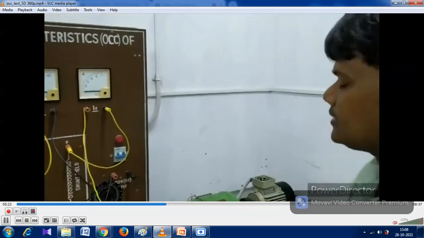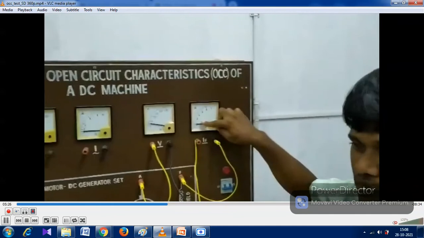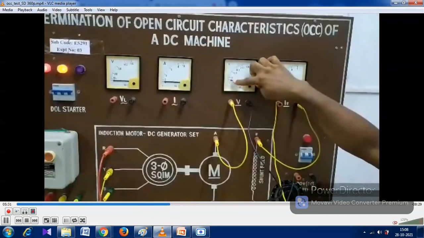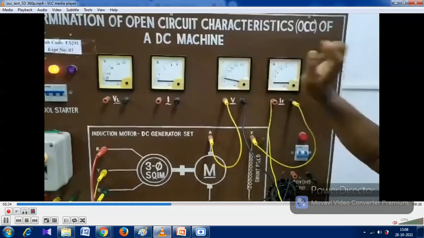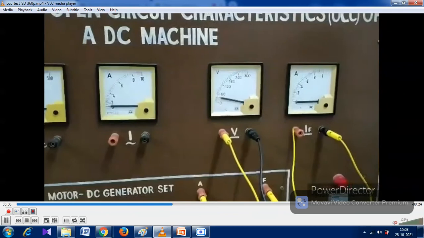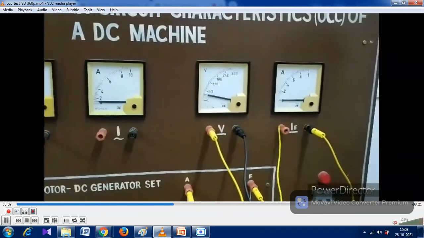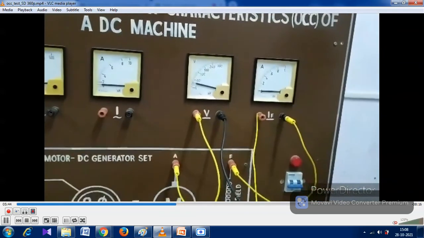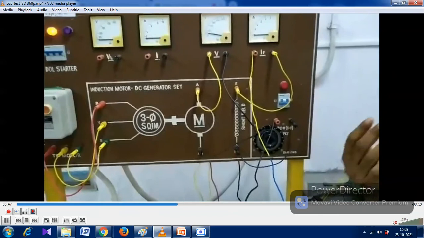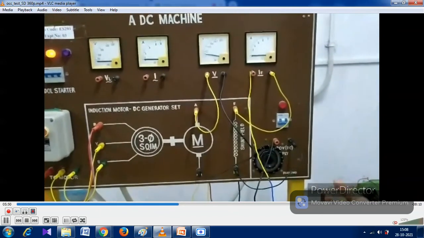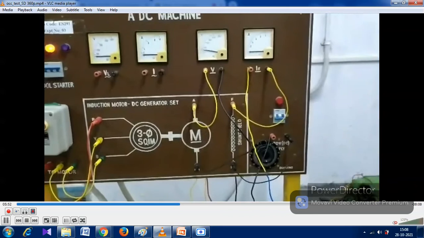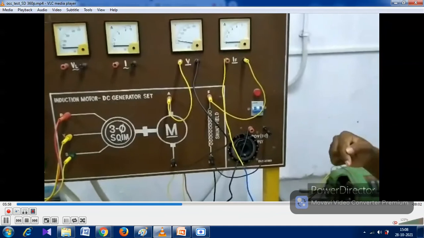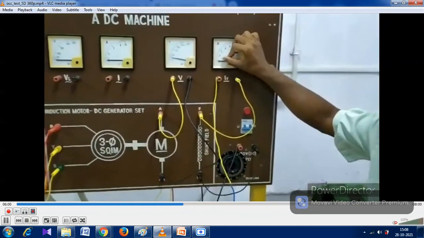When we take the reading of any meter, we first have to calculate the smallest division. That means the reading of two indicating marks. Here the smallest division is 6, because between 0 and 60 there are 10 marks. So the smallest division, that means the value of voltage between two marks, is 6.